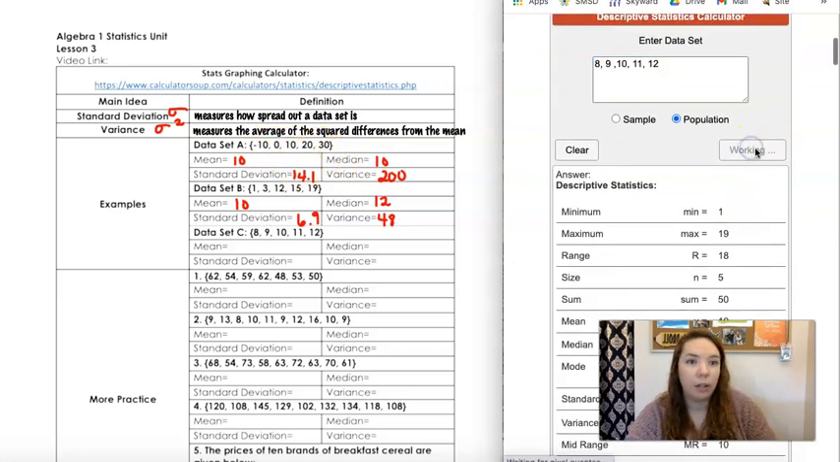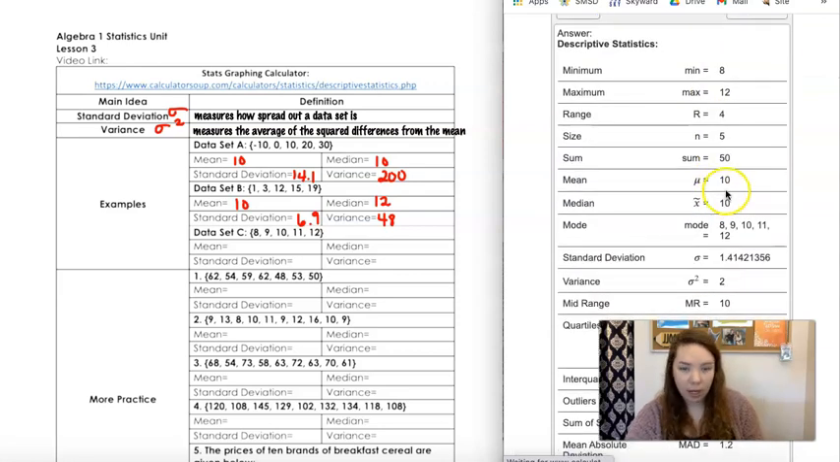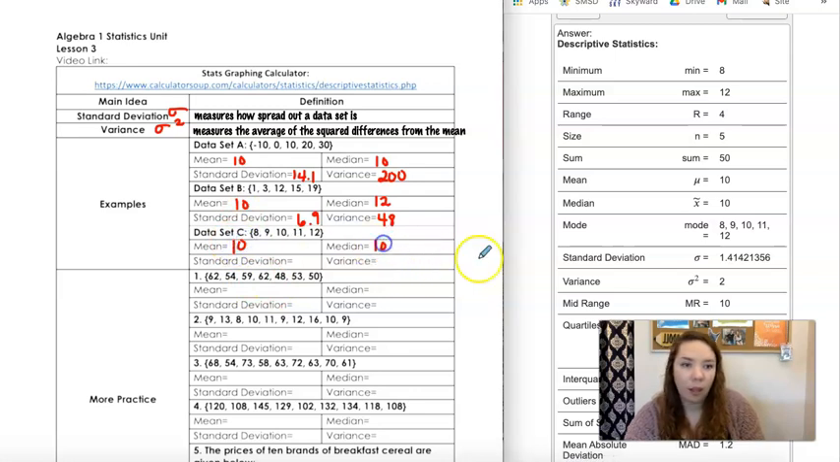So here I'm going to click calculate. This time I got a mean and a median of 10. I have a standard deviation of 1.4, which should make sense because they're all like 1 point away from each other, but 10 and 12 are 2 away, 8 and 10 are 2 away, so 1.4 is our average distance, and then our variance was 2.